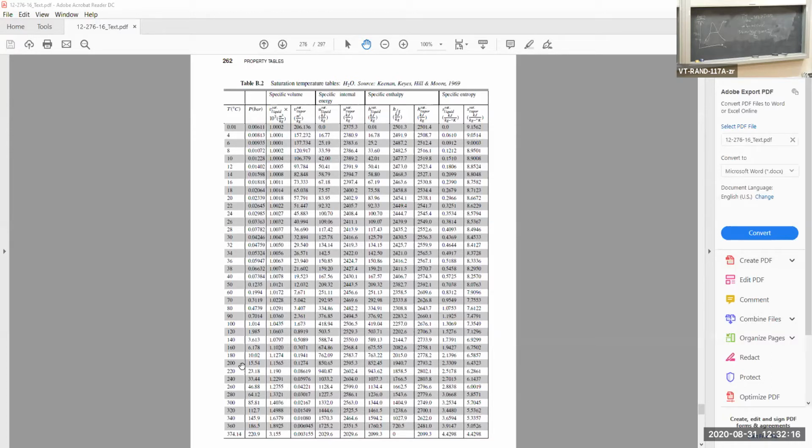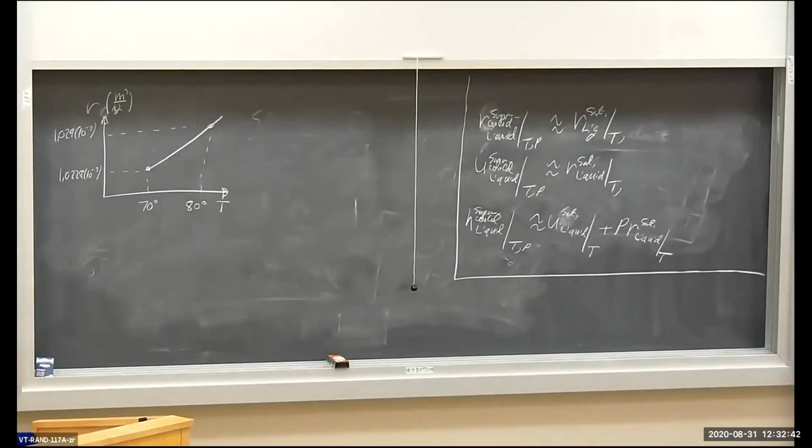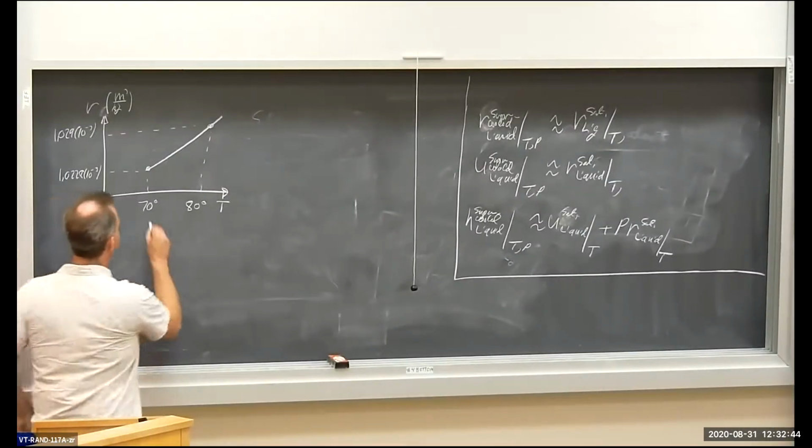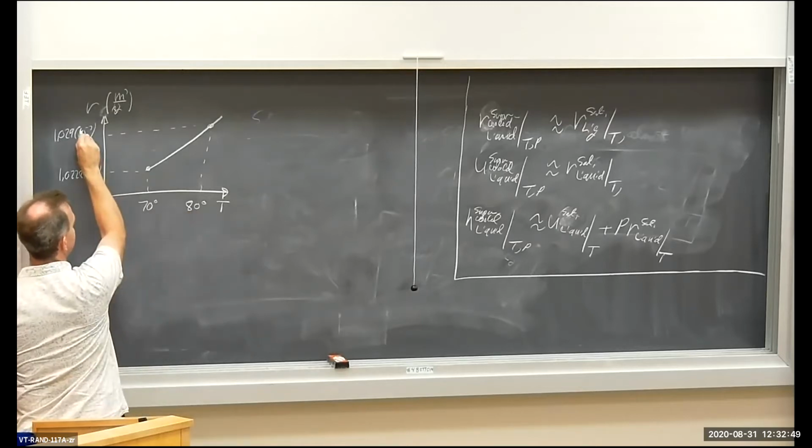And then at 80 degrees, it is 1.029, 10 to the minus 3. Okay, 1.029. Forget the 1, okay? So those are our relevant quantities. So at 70 and 80 degrees, we have specific volume at 70 and at 80.